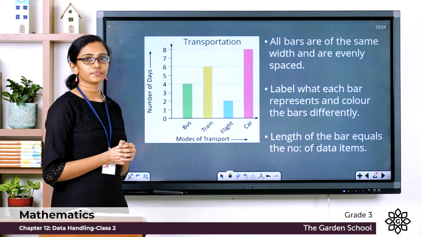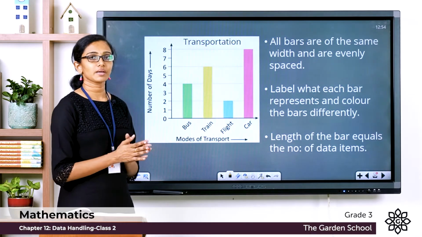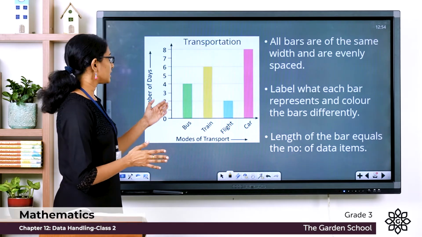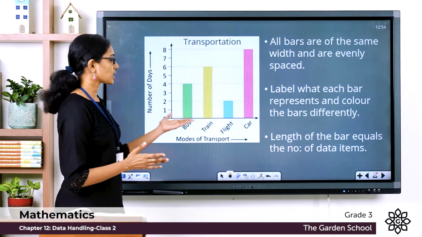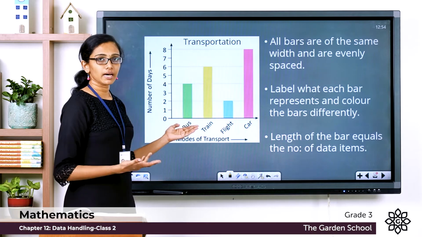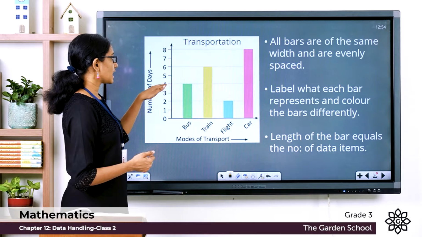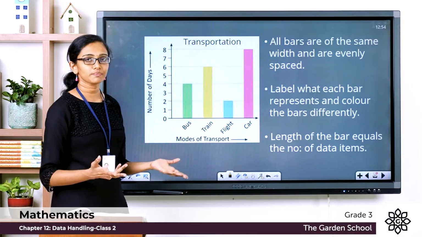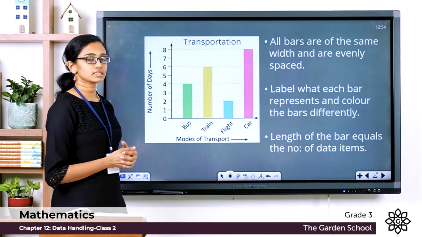in a month. So you can see the labels bus, train, flight, car, which describes the category of data or the different modes of transport that he used. And on the vertical line, you can see the number of days he used each kind of transport. On the horizontal line, corresponding to the label bus, you can see the rectangular bar, and the height or length of the bar ends at the point corresponding to 4 or 4 days. So it means that he used bus as a mode of transport for 4 days.